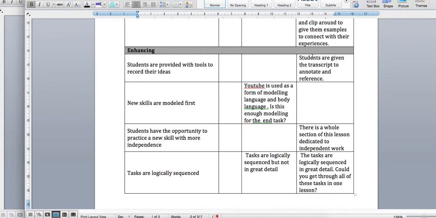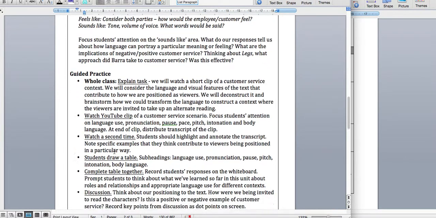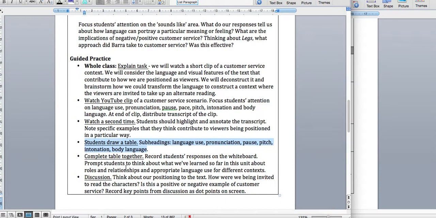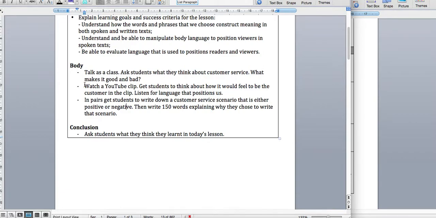So in lesson 2, students are given the transcript to annotate and reference. So, and they're drawing a table here and given the subheadings. So there's certainly opportunity in lesson 2. Lesson 1, they're just watching and get students to think about.